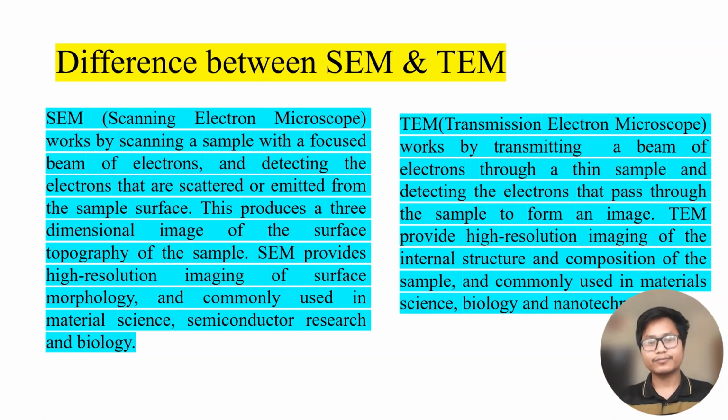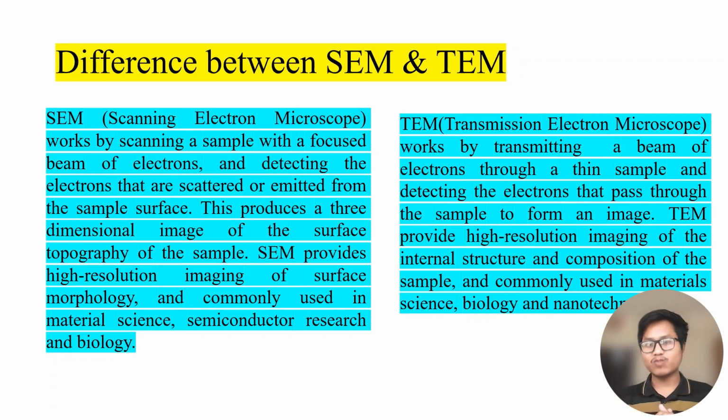Firstly, we look at the SEM. The scanning electron microscope works by scanning a sample with a focused beam of electrons and detecting the electrons that are scattered or emitted from the sample surface. This produces a three-dimensional image of the surface topology of the sample. SEM provides high-resolution imaging of surface morphology and is commonly used in material science, technology, semiconductor research, and biology.